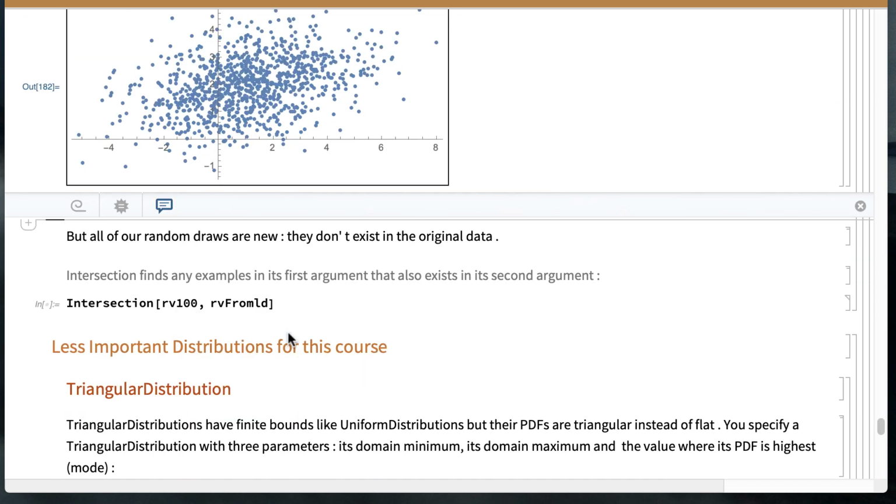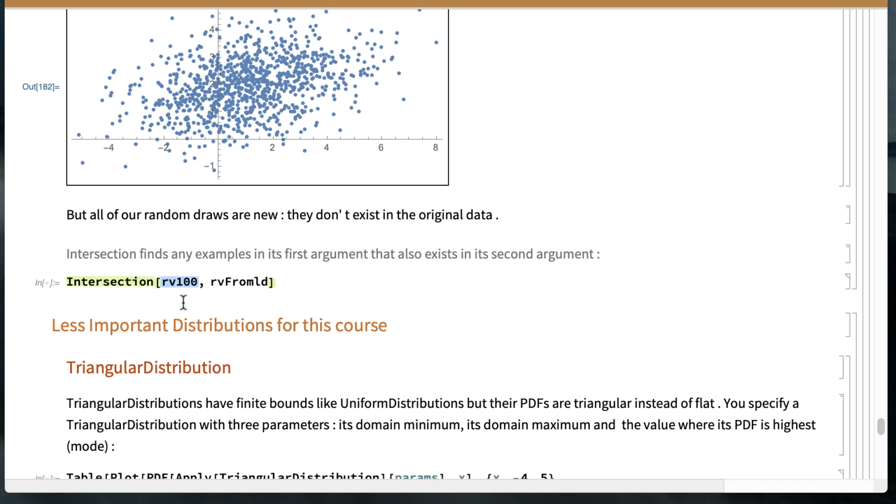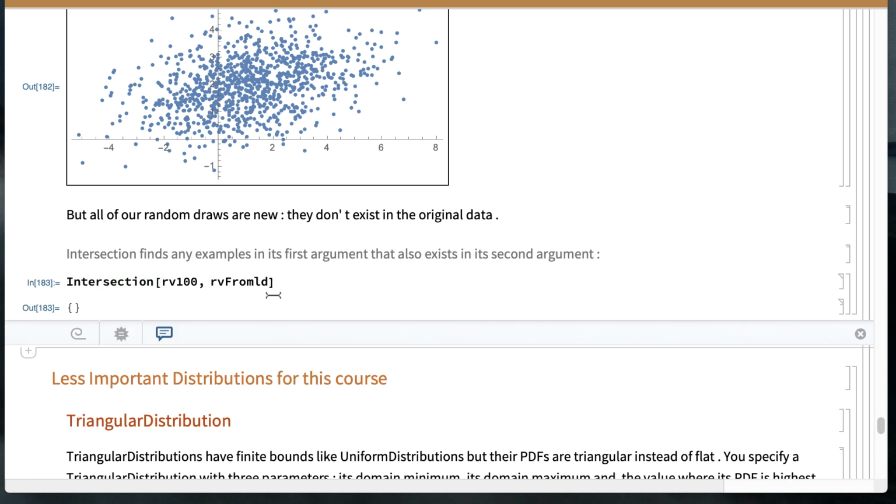They're all new points. And if you don't believe me, let's see if the intersection of the original points with those produced from the learned distribution has any overlap. And if it says true, or you get actual items, I'm in big trouble. But fortunately, it does not.